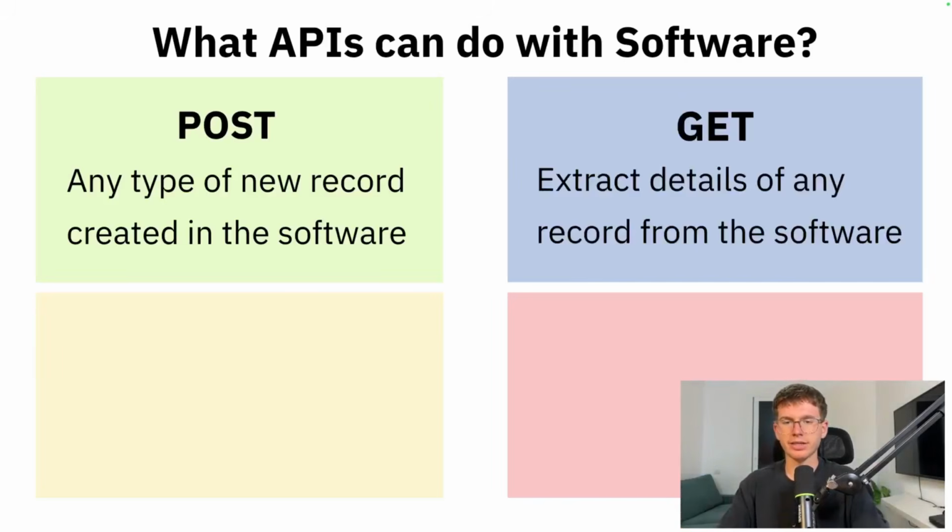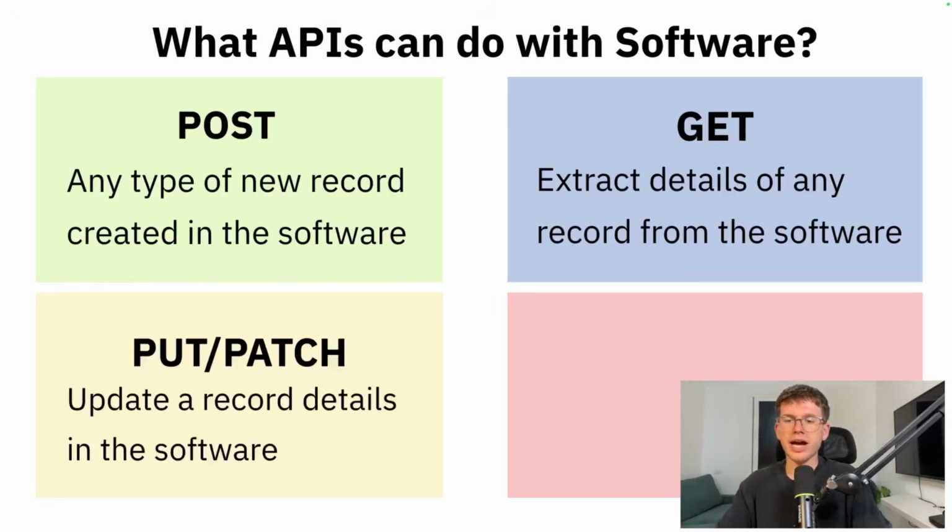Then we have get. So get is extracting any details from any record from the software. So let's say someone filled out a form on your website. You wanted to get the information from that form and then use it for whatever you want. Right now you're getting information because the information is going from somewhere else to us. That's getting information.